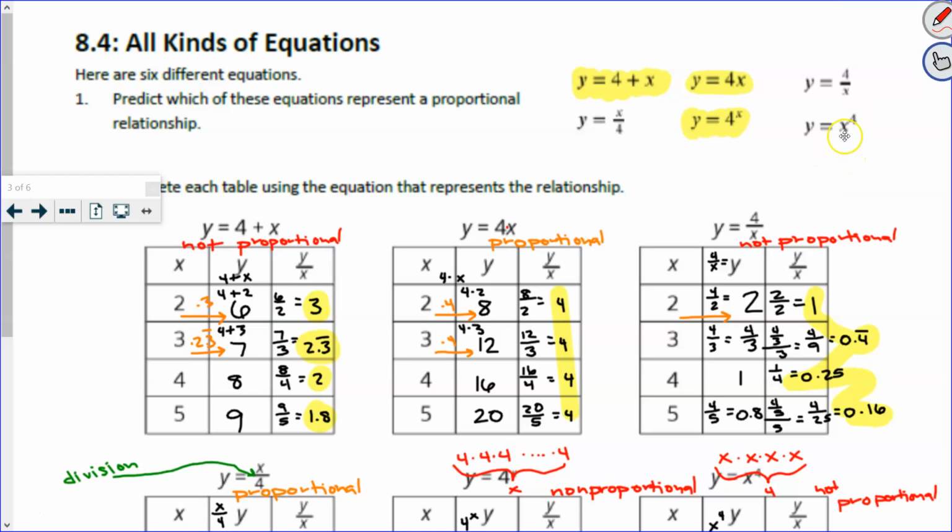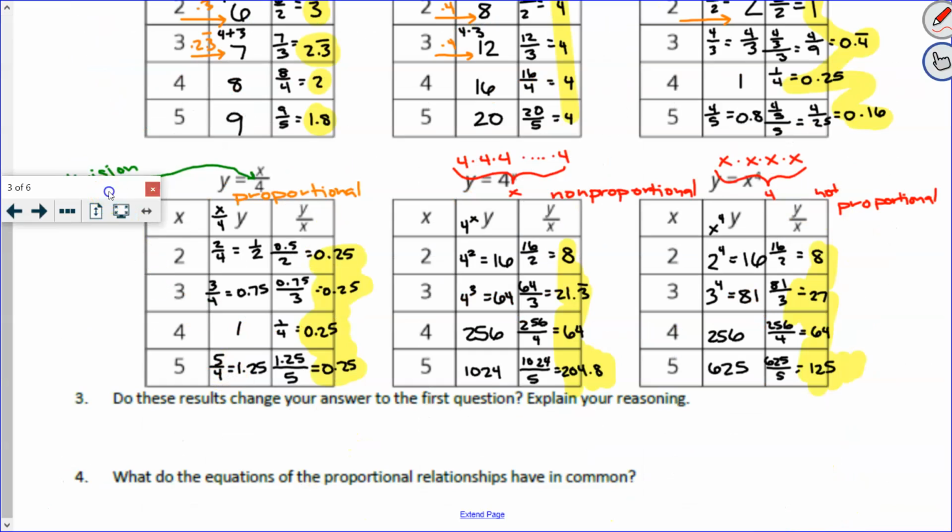So let's summarize. When we added, it was not proportional. When we have exponents, it's not proportional. If I'm dividing by x, it's not proportional. Multiplying is proportional, and dividing by a number is proportional. And I want us to imagine and think about why.